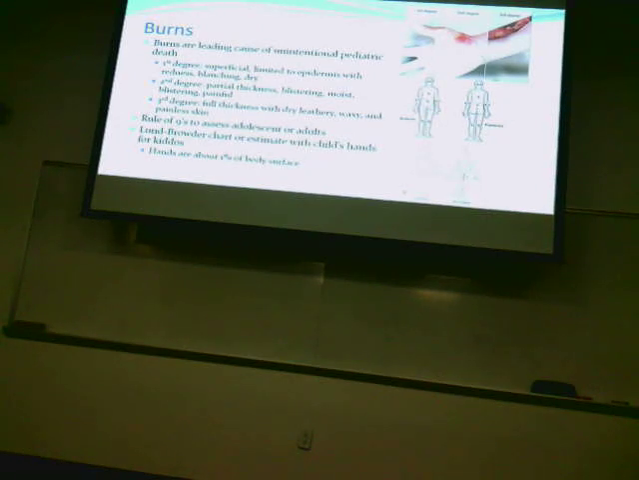Okay, moving on to our burns. Burns are a leading cause of unintentional pediatric death. So these are the different stages of burns. Our first degree only affects the epidermis. It's very superficial. It's just some redness, maybe some blanching, and it's really dry. You can think of these as being out in the sun for a few hours, a little too long. Now, our second degree burns are a little more serious.